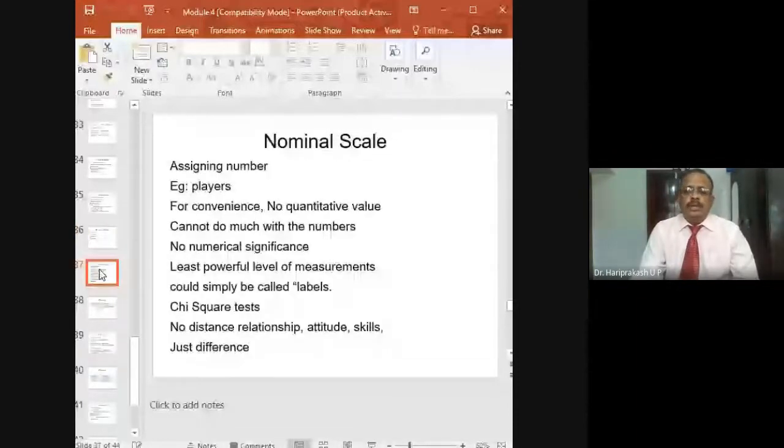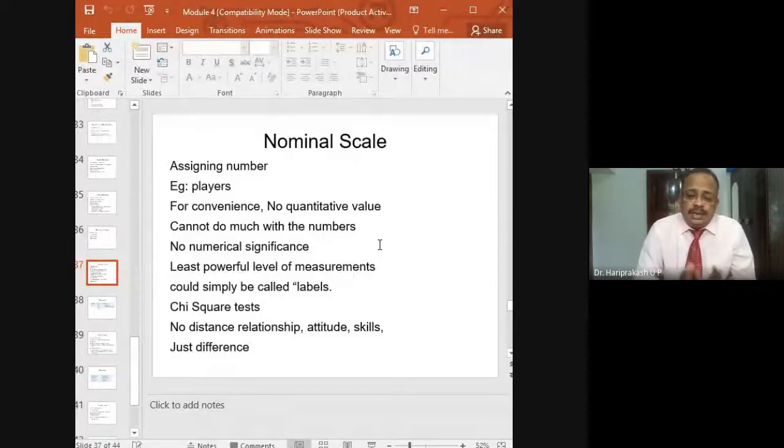So nominal scale. If you are using a nominal scale for measurement, what is that nominal scale? In a nominal scale, we just assign a number or give a name. It is happening around us. Nominal scales are used in our day-to-day life. Something like our names. We have names, right?